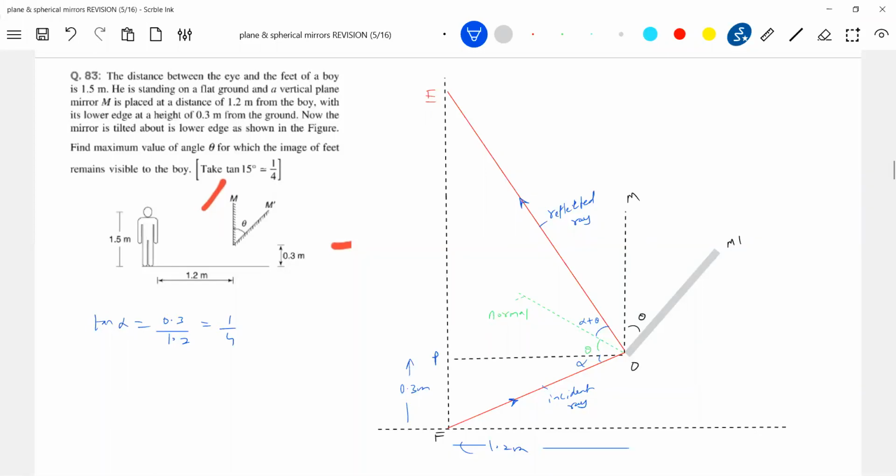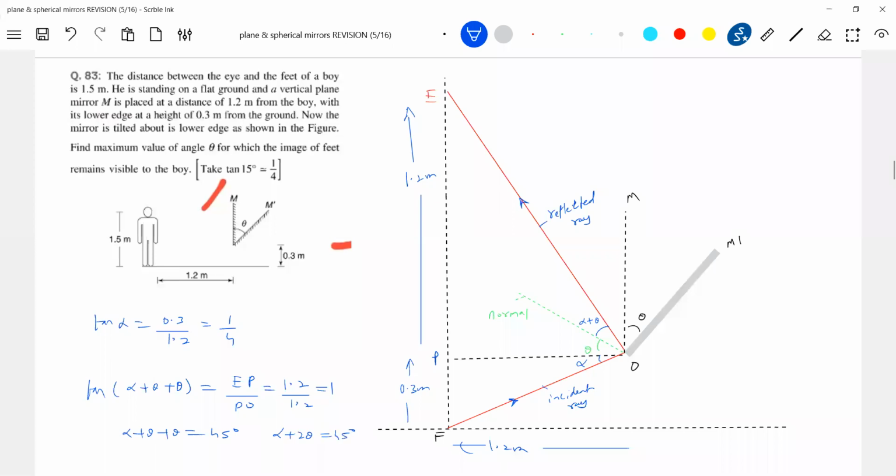How much should angle EOP be equal to? We have this distance also. EP will be how much? 1.2 meter. So look at that, alpha plus theta plus theta. Tan of (alpha plus theta plus theta) should be equal to EP by PO, which is 1.2 by 1.2, that is 1. So therefore alpha plus 2 theta should be 45.